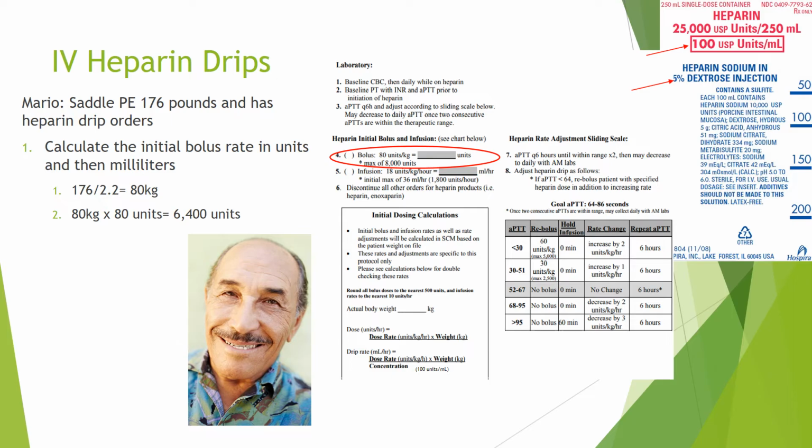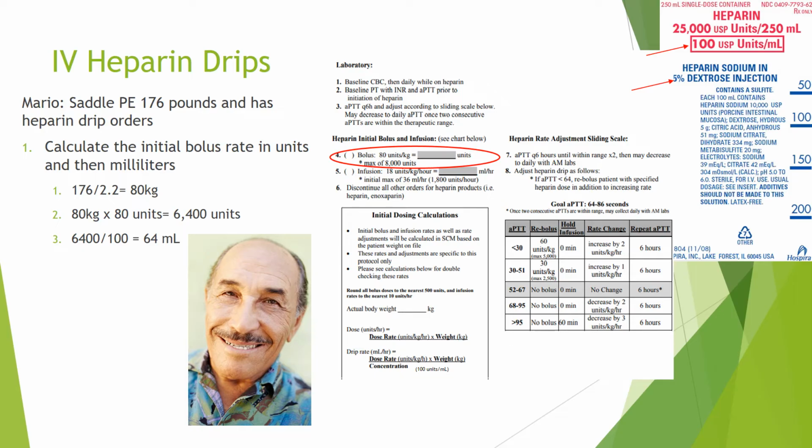So to figure out how many milliliters to give Mario, I take 6,400 units and divide that by 100. So basically I'm asking how many 100 units are there in 6,400 units. The answer is 64. So this patient will get 64 milliliters of this solution from this bag.